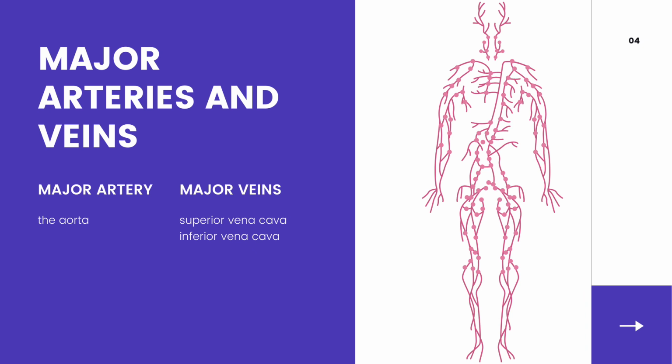Veins are responsible for the collection of blood from the capillaries that are found in tissues and organs. Blood is pumped back into the right atrium by the superior and inferior vena cava, which are located at the junction of the larger veins.